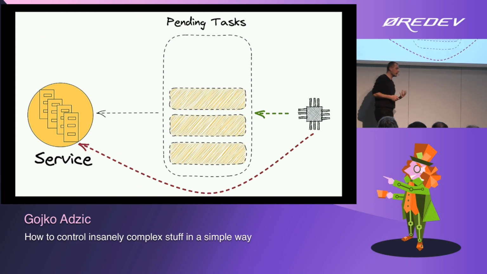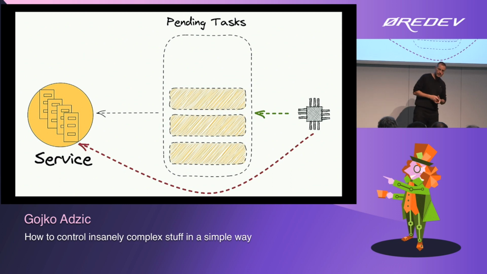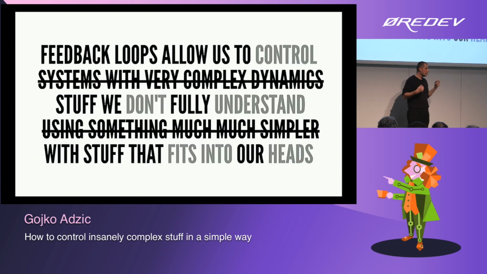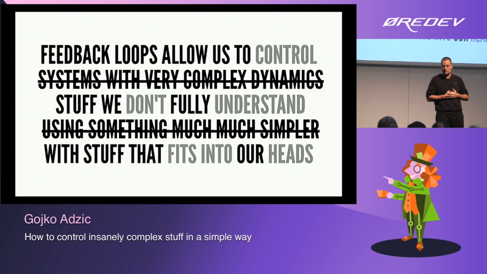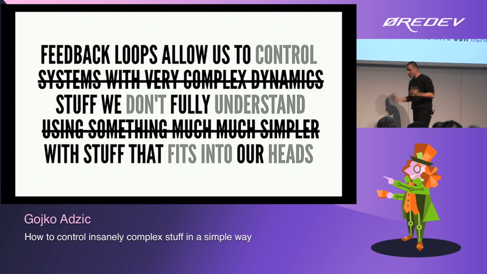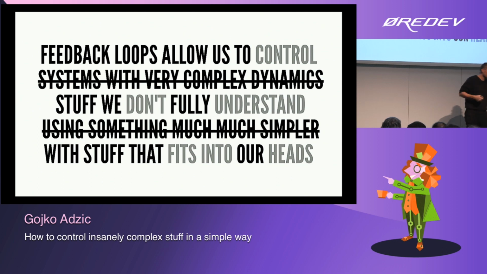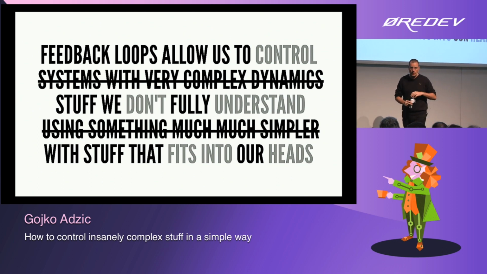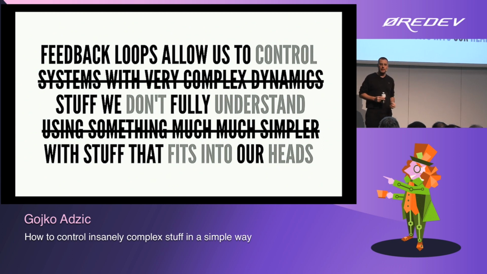And here I want to translate what they were talking about in the book to something that I can understand better because I'm too stupid to understand complicated sentences. So a feedback loop allows us to control something that's insanely complicated, and I don't fully understand it. I don't understand how user demand works into something that fits into my head. Like, can I measure the number of tasks in a queue? Yes, let's start there.